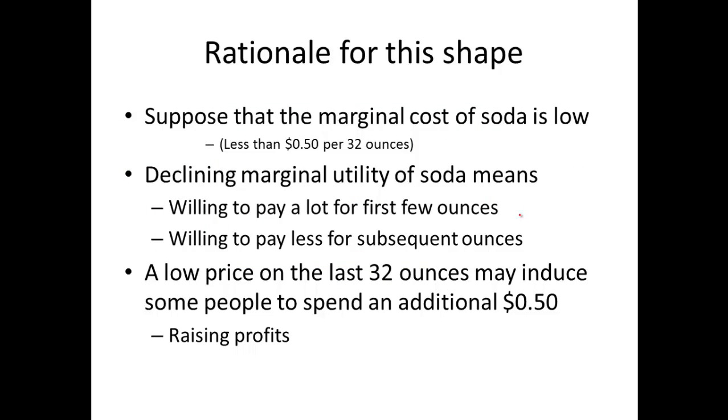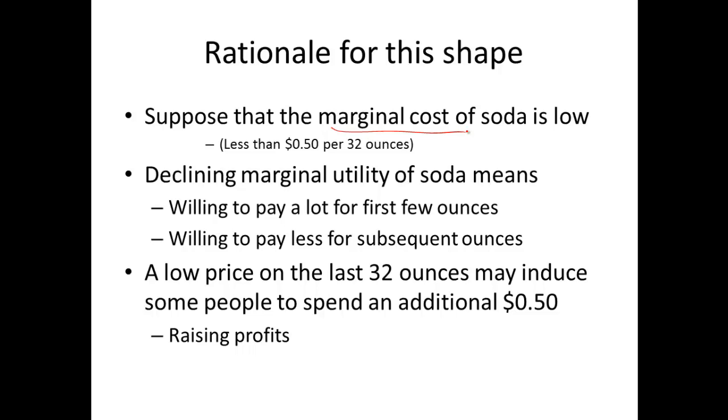Let's talk a little bit about the rationale for this shape. And, just to make this reasonable and sensible, let's suppose that the marginal cost of soda, this is a notion we really haven't introduced yet, but let's just say that it's pretty cheap to make additional units of soda. Let's say it's less than 50 cents for an additional 32 ounces. That's surely true. Sugar water is not expensive to make.